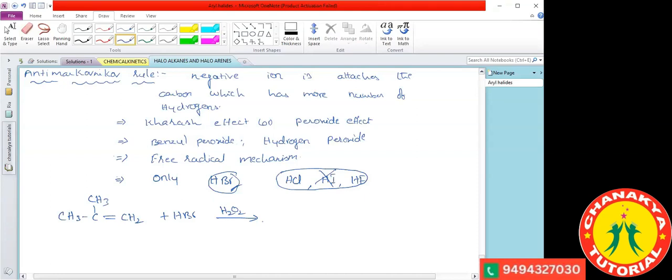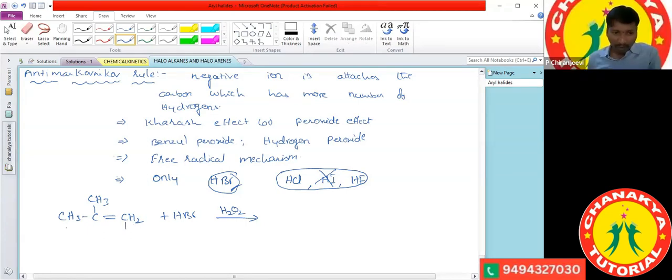Because in the anti-Markovnikov rule, the Br will go and attach to the carbon with more hydrogens. Yes, very good. So this is the first carbon atom, this is the second carbon atom, this is the third carbon atom. The first carbon and second carbon we consider as the alkene part. Now according to the anti-Markovnikov rule, bromine is going to be attached to which carbon? The carbon which has the more number of hydrogen atoms in the alkene.